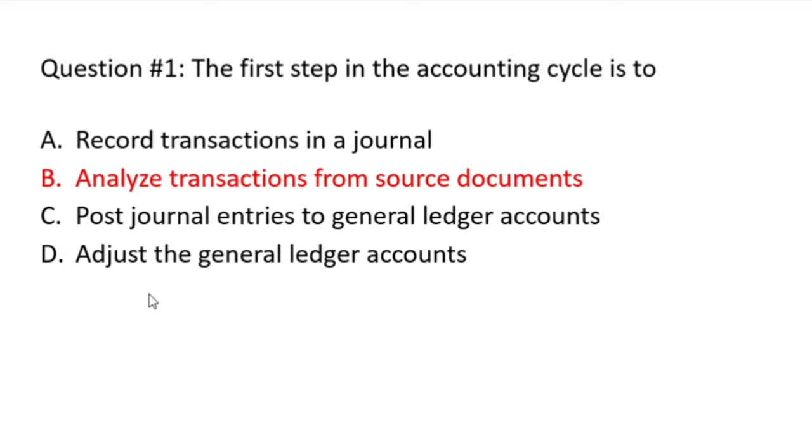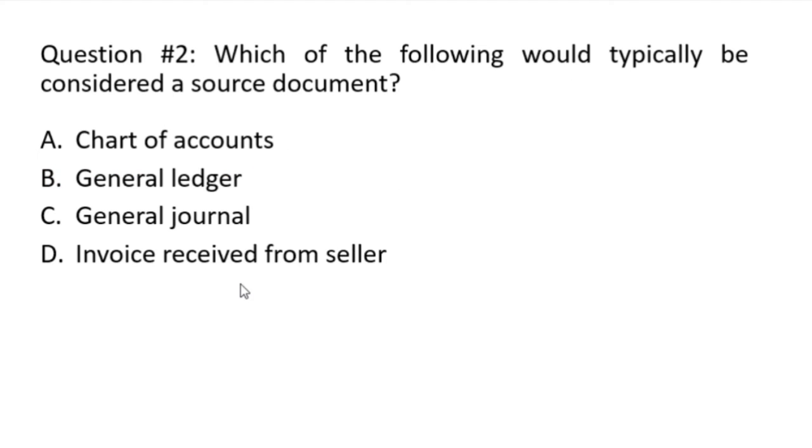Pero kung sakali man na hindi given yung ating topic, dapat yan yung first step mo. We have to analyze transactions coming from the source documents. Yung record transactions in a journal, that will be your next step, followed by your posting journal entries to the general ledger accounts. And then by year end, we do adjusting entries to adjust the general ledger accounts when necessary. Okay, so question number 1, letter B. Proceed tayo sa question number 2.